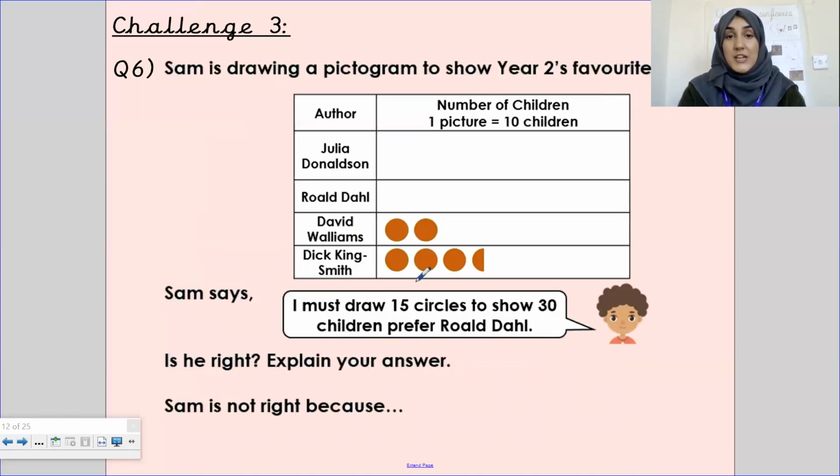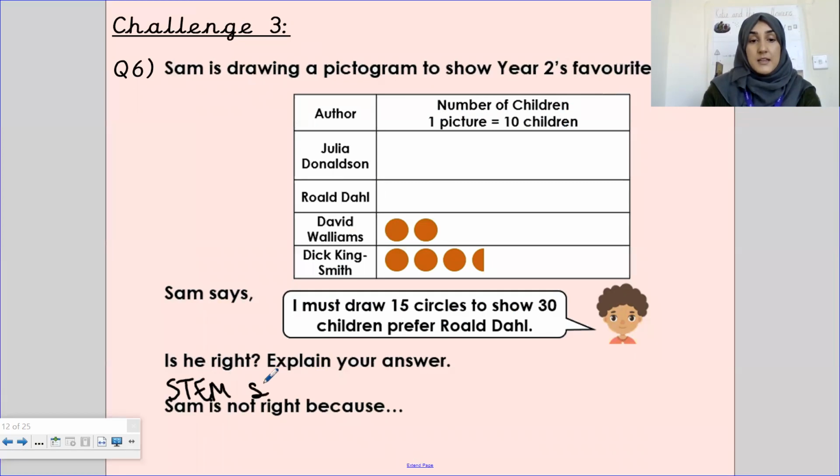Right, your second question, challenge 3, is Sam is drawing a pictogram to show year 2's favourite authors. Sam says, I must draw 15 circles to show 30 children prefer Roald Dahl. Now look at the key over here. 1 picture, so 1 circle equals 10 children. Is he right? Explain your answer. And this is the stem sentence that you're going to use. Sam is not right or right because.